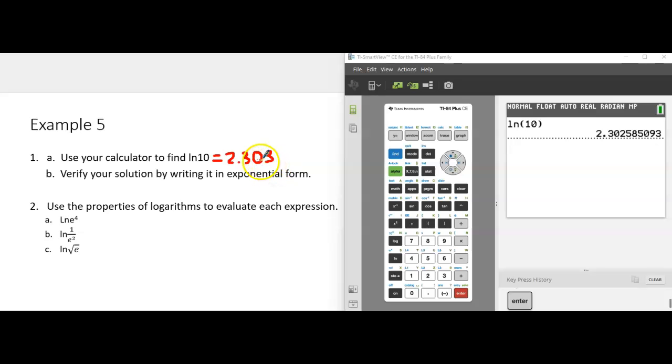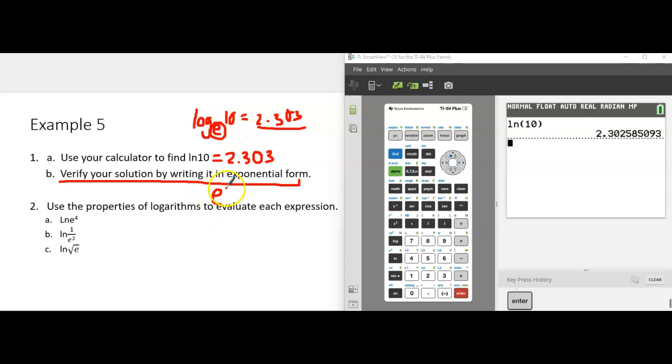Now, I want to write this in exponential form to verify this solution. So I want you guys to understand what I just found here. First of all, ln of 10 equals 2.303. Another way you could write that, although you shouldn't write it like this, but you can if it helps you think, ln means log base e, right? So log base e of 10 equals 2.303. So in exponential form, this would be e to the power of this equals 10.